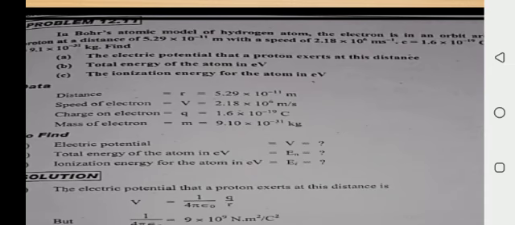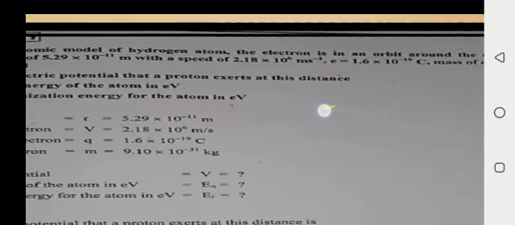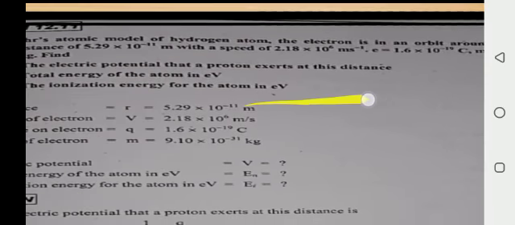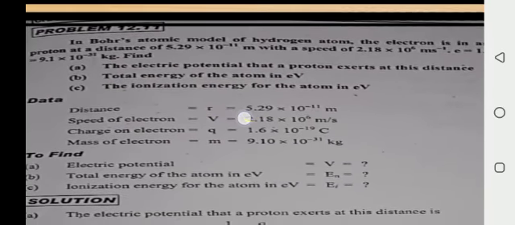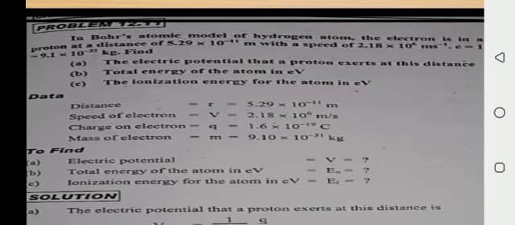Numerical number 12.11: in Bohr's atomic model of the hydrogen atom, the electron is in an orbit around the nucleus of a proton at a distance of 5.29 into 10 raised to power minus 11 meter, with the speed given here, 2.18 into 10 raised to 6 meter per second.